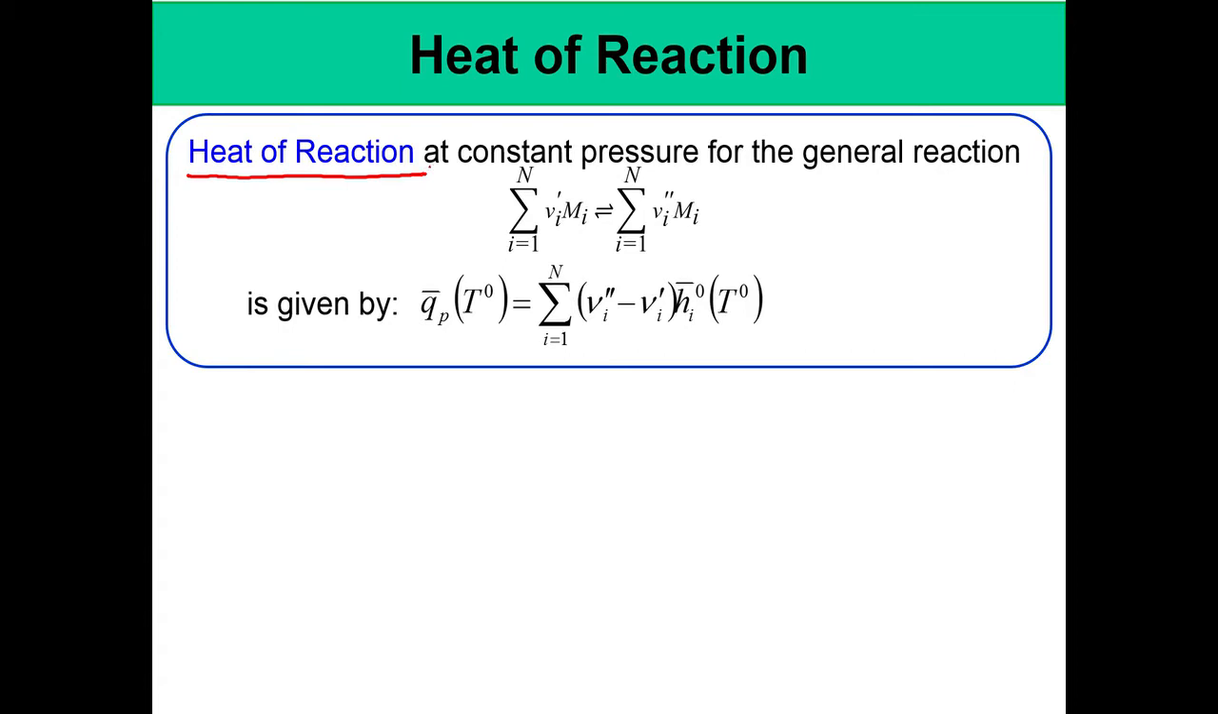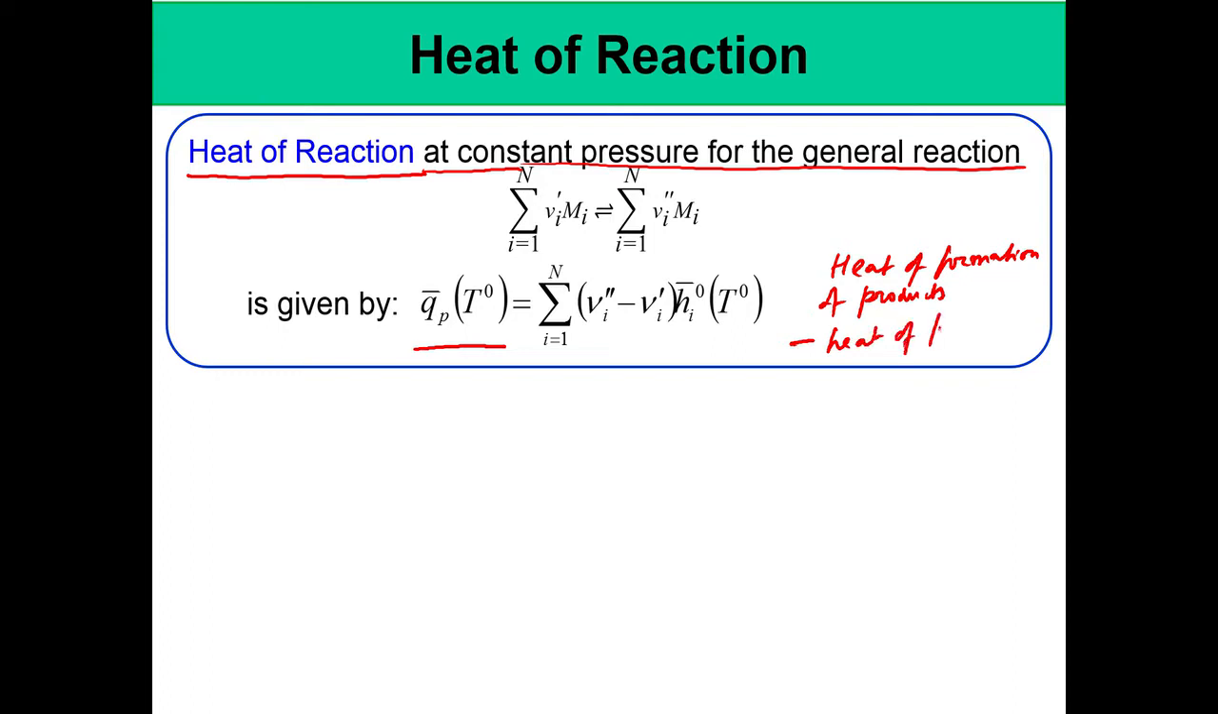So, what is that? The heat of reaction at a constant pressure for a general reaction of this form, as we have defined, is given by the heat of formation of the products minus the heat of formation of the reactants. Okay. That is the heat of reaction, which is clearly given in a generalized form by this equation.